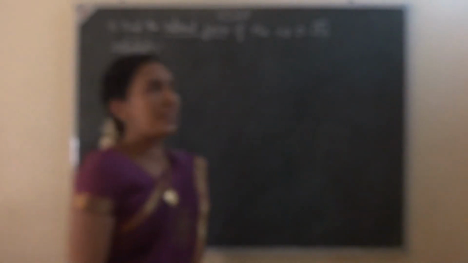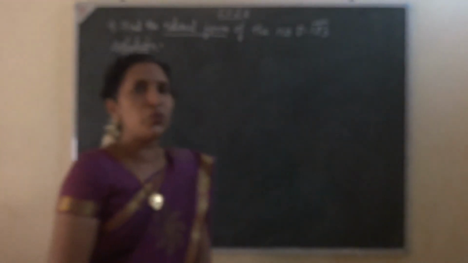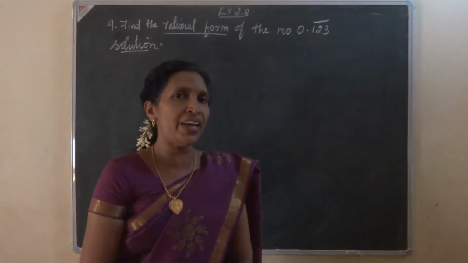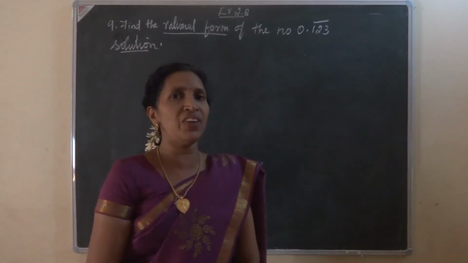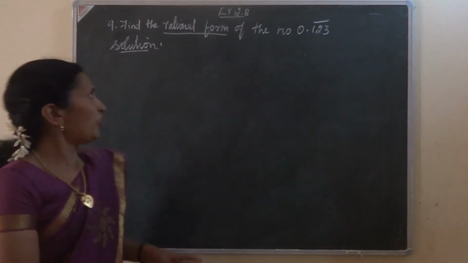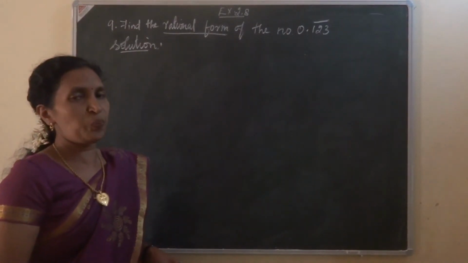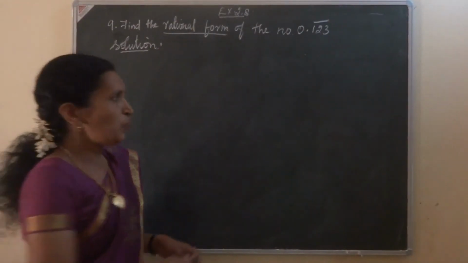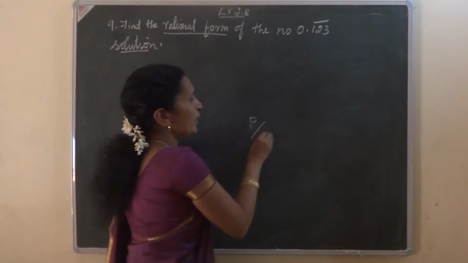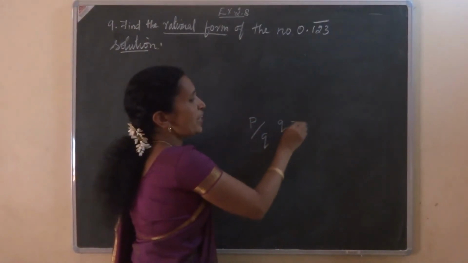This question in the 9th standard we learn, right? Find the rational form of the number 0.123 bar. This one already in 9th standard we learned. Before that, what is the form of rational form? P by Q, okay? There Q is not equal to 0.